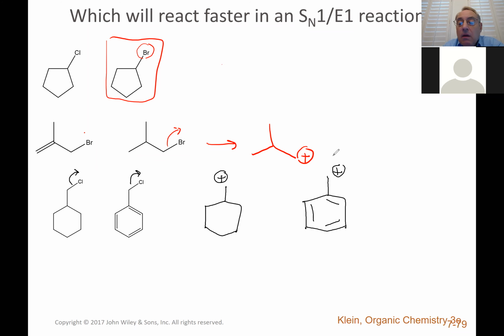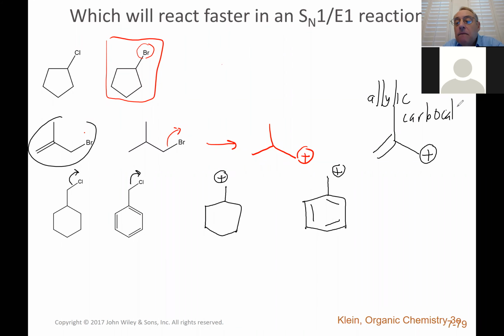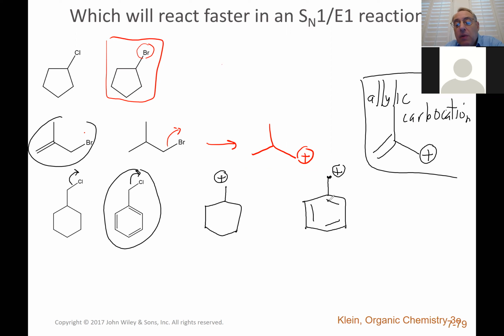By the way, let me point this out. This carbocation formed here from this substrate is called an allylic carbocation, because the positive charge is on an allylic carbon. So which one's faster? The answer is this one, and it's for the same reason. You see, this positive charge is also allylic to the benzene ring, to this double bond here.